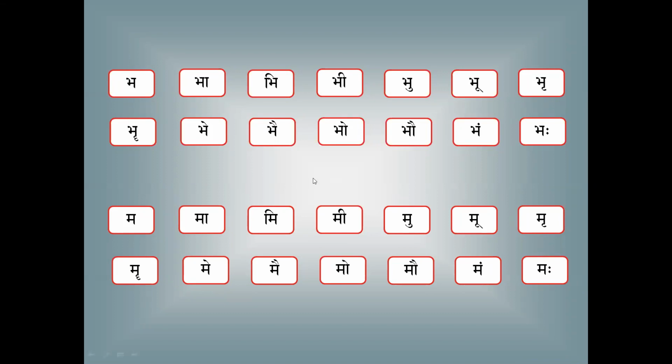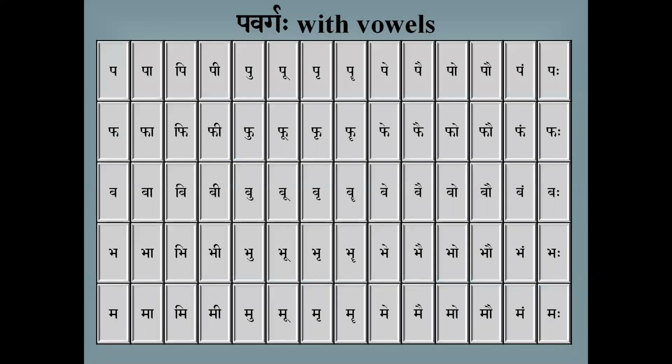The next one now. Oh, the summary, you can see. This is a summary. So now we have seen all the class consonants with the vowels. After the class consonants comes the semi vowels. Yes, the next person.